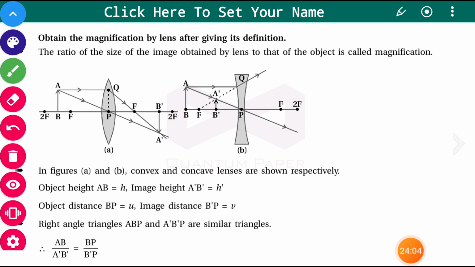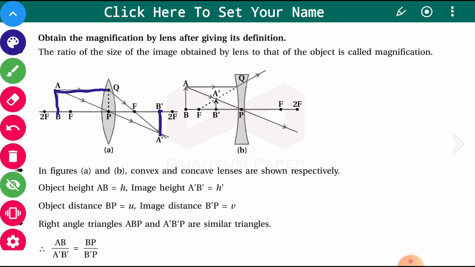Now we talk about the magnification. Try to understand these two figures which I have already explained in the last question. Here the object is placed between f and 2f, and its image is formed here.